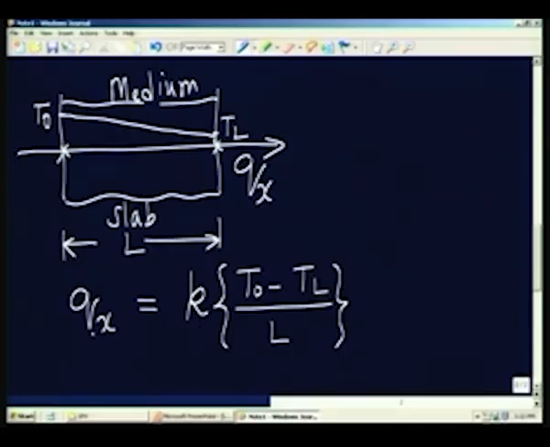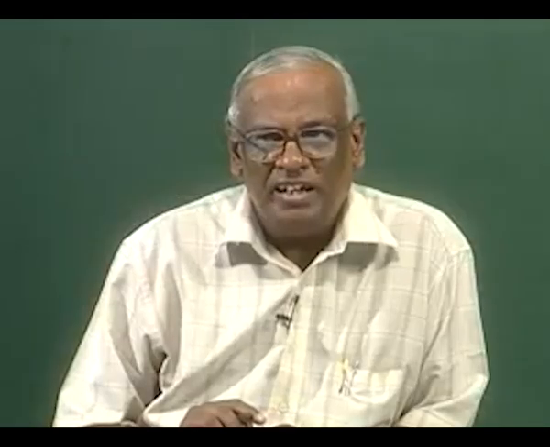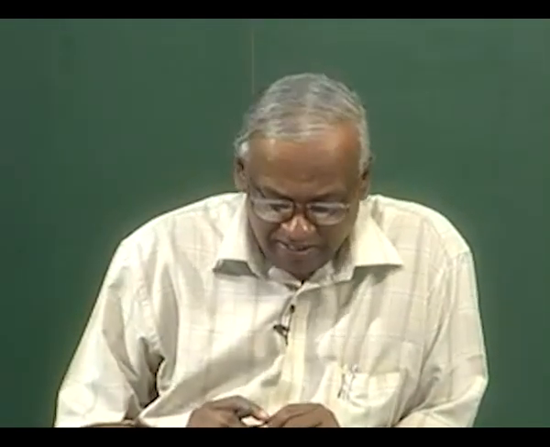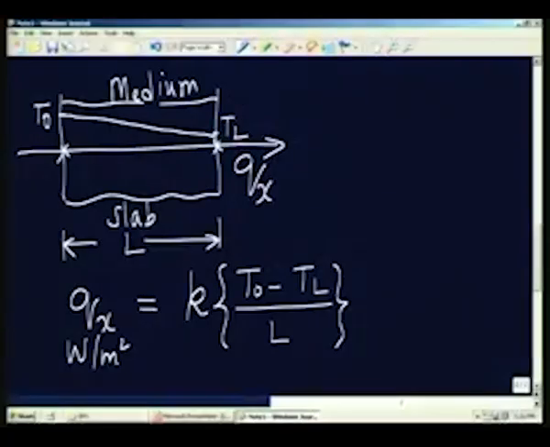Qx is the heat flux by conduction. So, we will see the units are going to be watts per square meter here, the rate at which heat is transferred per unit area per unit time. That means the amount of energy crossing per unit time and unit area of the slab. T naught and T L are the temperatures at the left and the right end of the slab, and L is the thickness of the slab.